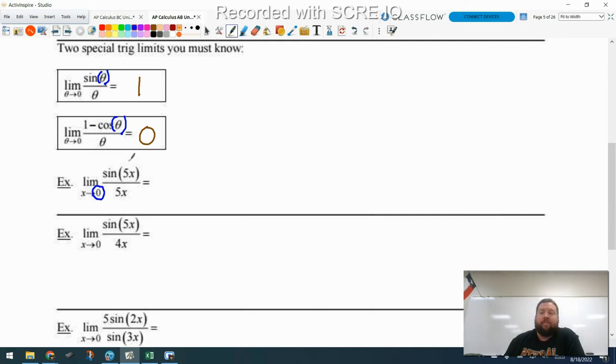So that's what we have here. 5x is our theta on top, and so 5x is our theta on bottom. So this is exactly in the format we need it to be in. So we know that the answer is 1.